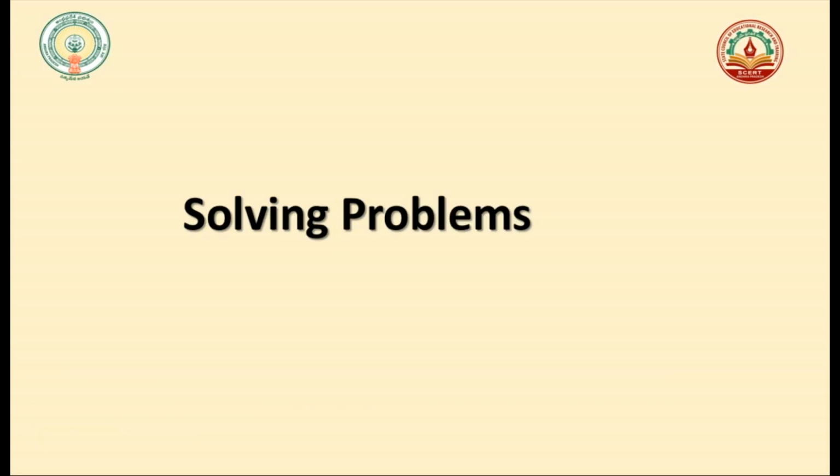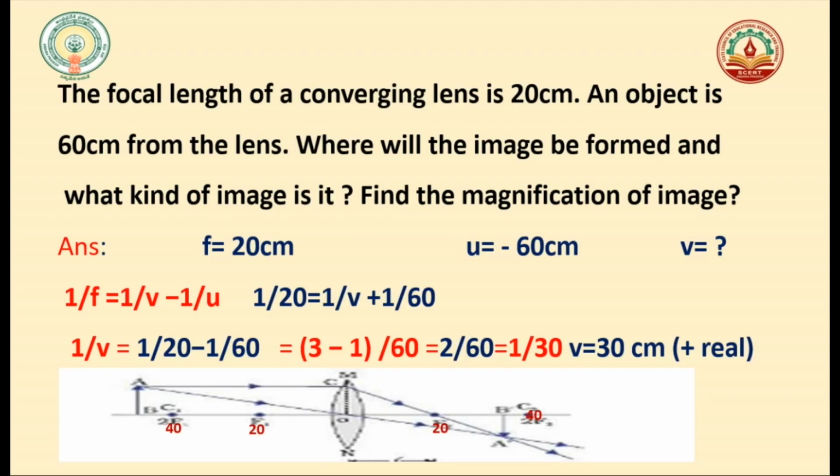How to solve problems using these sign conventions? The focal length of a converging lens is 20 centimeters. An object is 60 centimeters from the lens. Where will the image be formed and what kind of image is it? Find the magnification of the image.